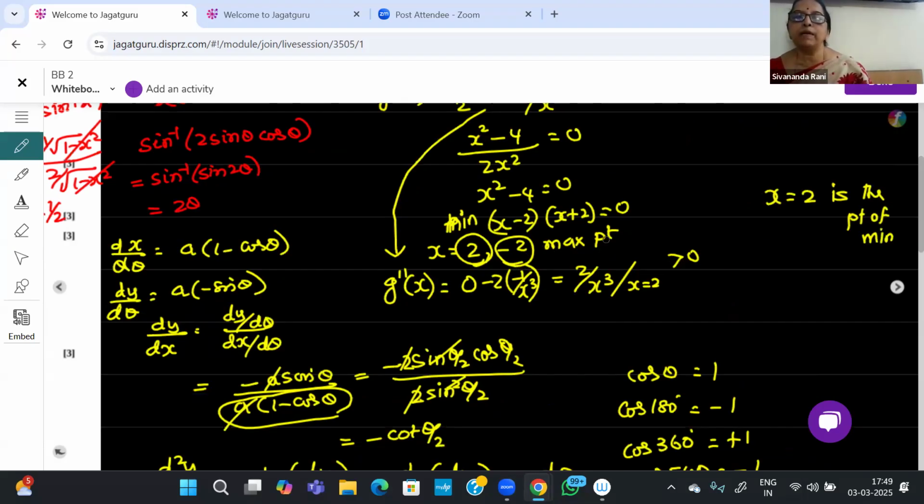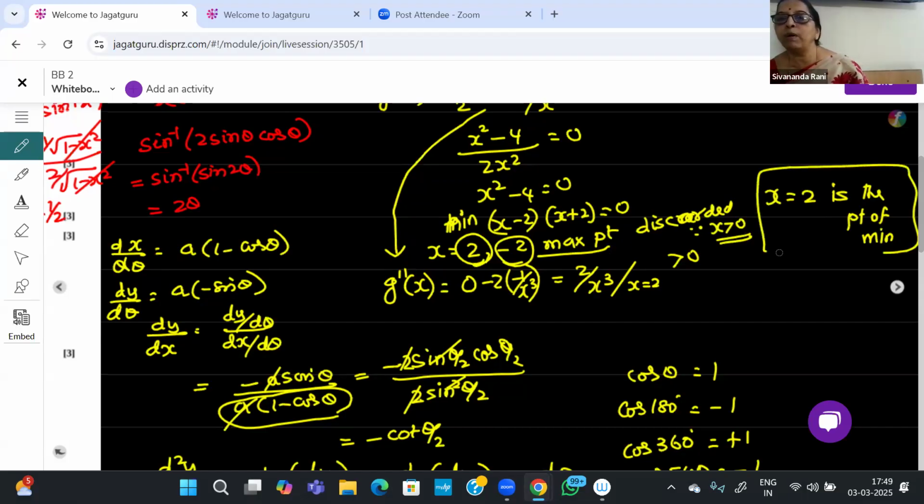And this maximum point is discarded. Why is it discarded? Because x is greater than 0, yeah, because x was given to be greater than 0 in the problem. So x can't be minus 2. So x equal to 2 is the only point of minimum. And what is the minimum value? Minimum value is given by 1 plus 1, 2. Very good.